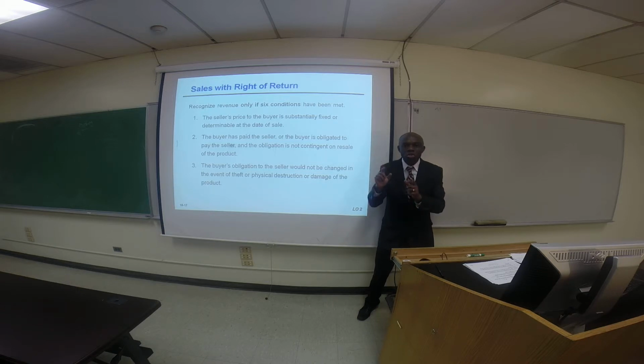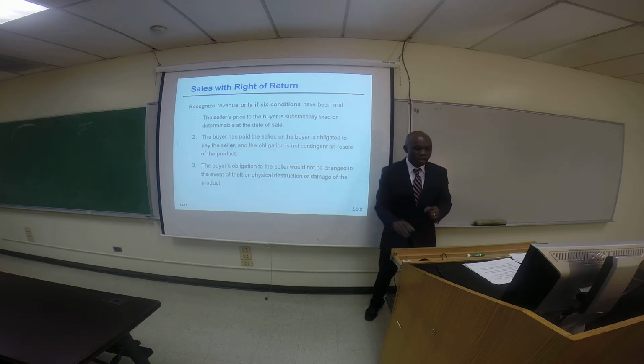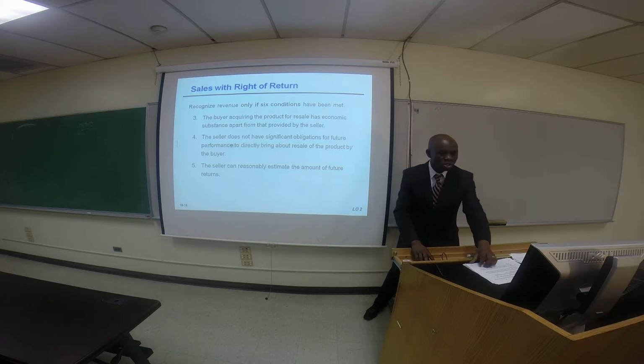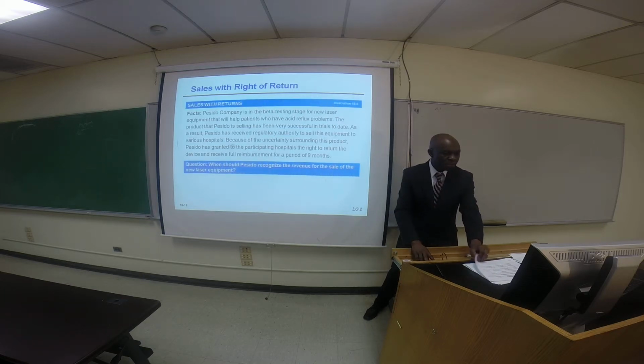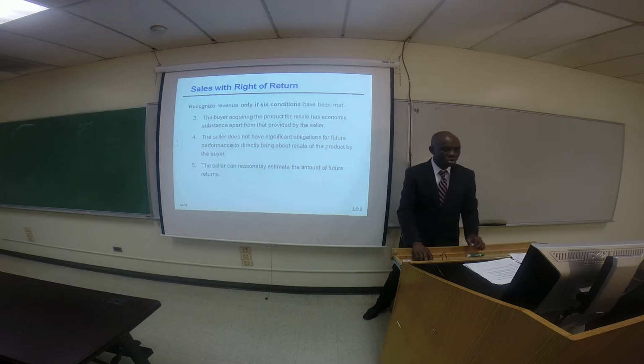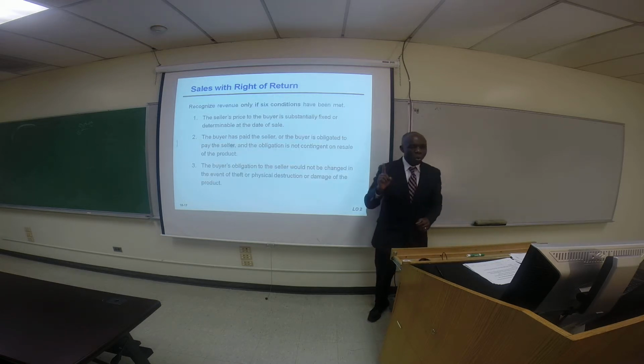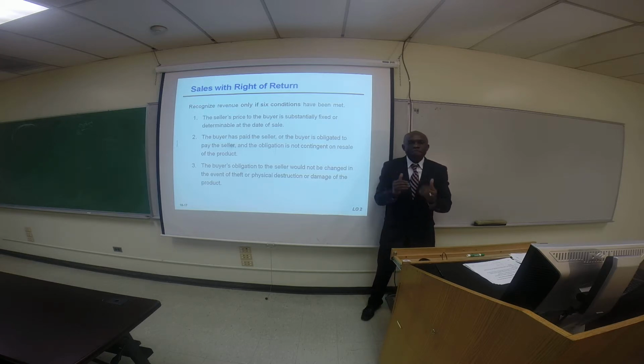These 6 conditions are specifically related to sales with right of return, which is the second example of point of sale. Now, go through these 6 conditions yourself, and we are going to take a look at the implementation. Now, let us go back and take a look at one of the 6 conditions. The seller's price to the buyer is substantially fixed or determinable at the date of sale. That means the price is not fuzzy. We know for sure exactly what the price is.